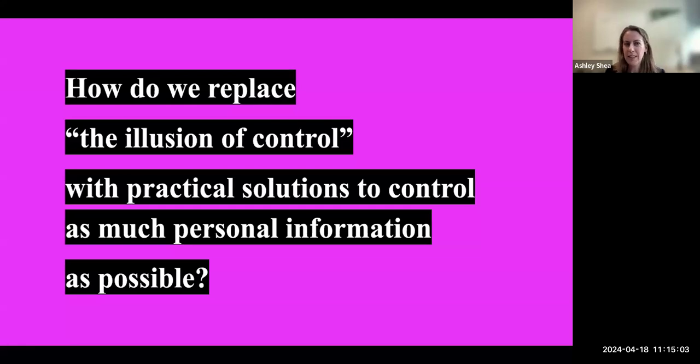So the question that we're left with as instructors, grappling with this complex landscape, is how do we replace that illusion of control, where we feel like we can control our data, with actual practical solutions so we can control as much personal information as possible, recognizing this continuum that we're on where there is that paradox, but we also want to increase aspects of control at the individual level too.